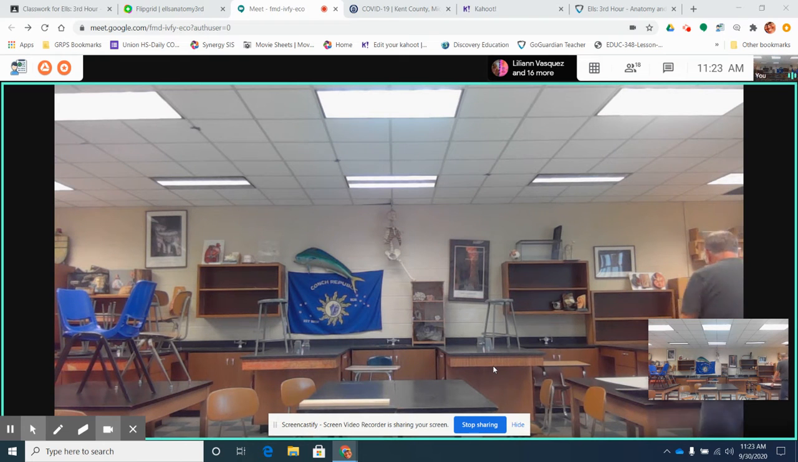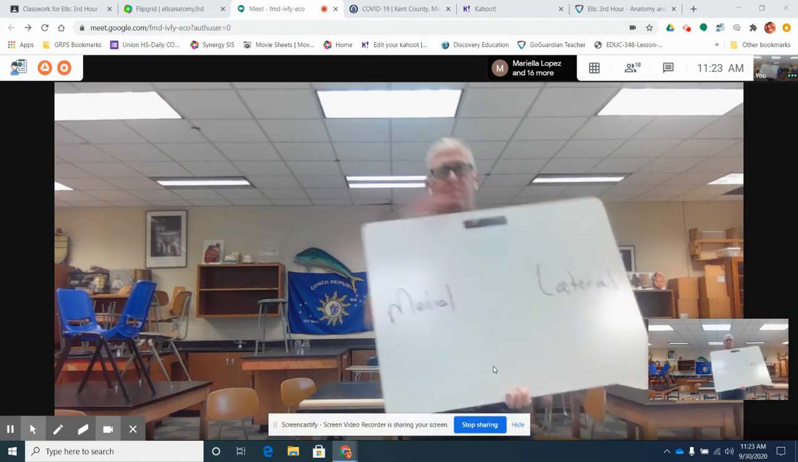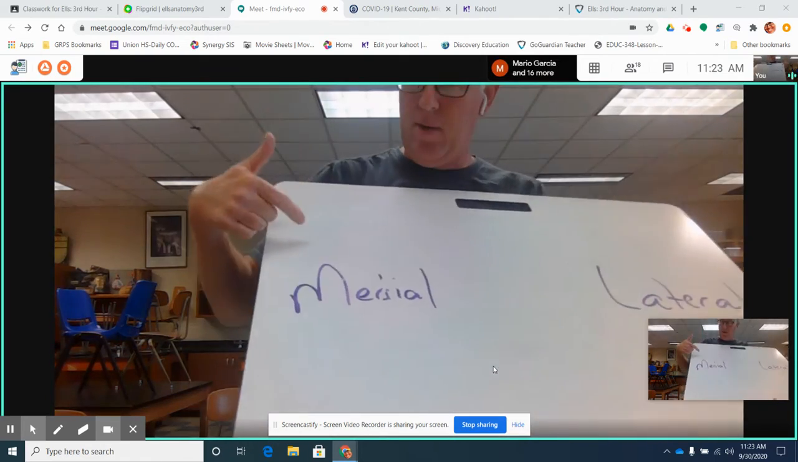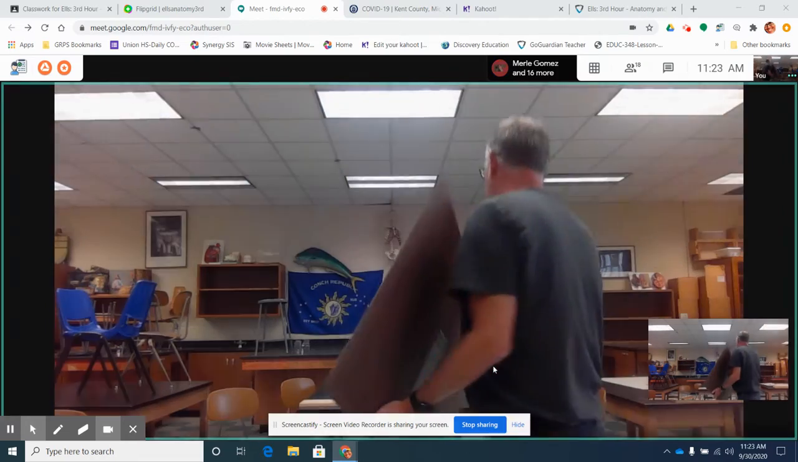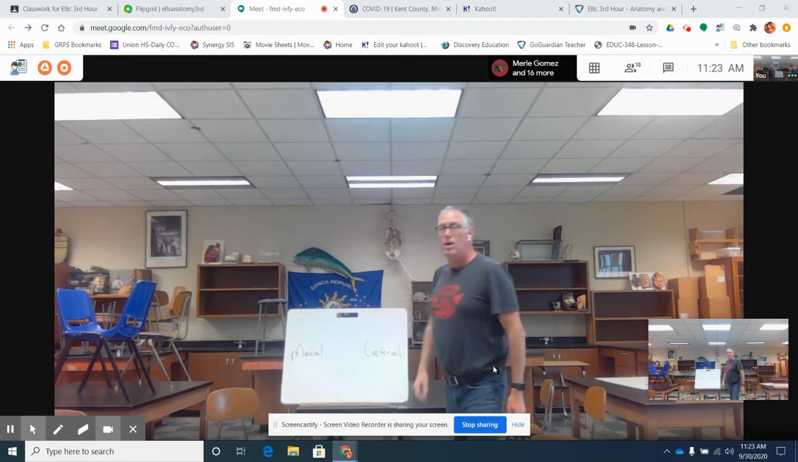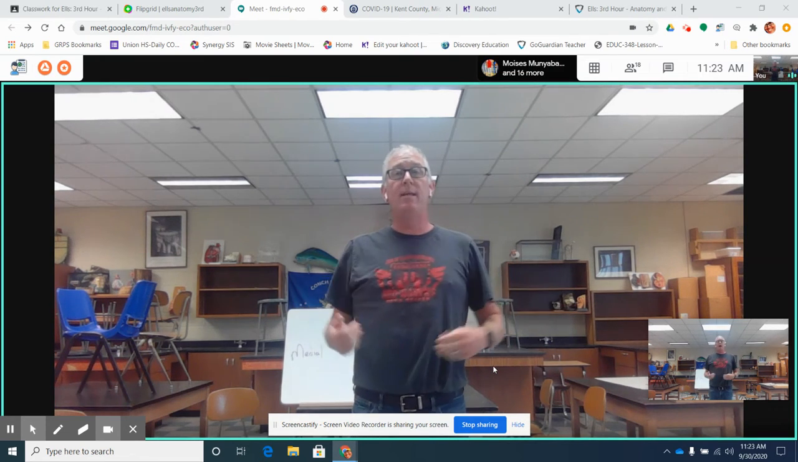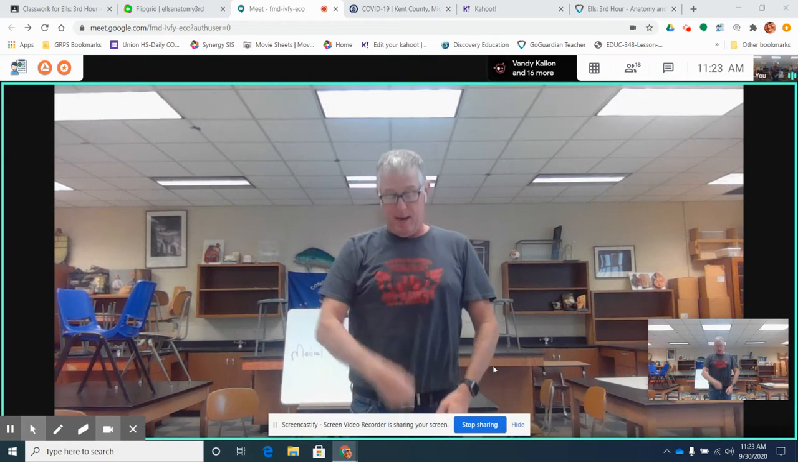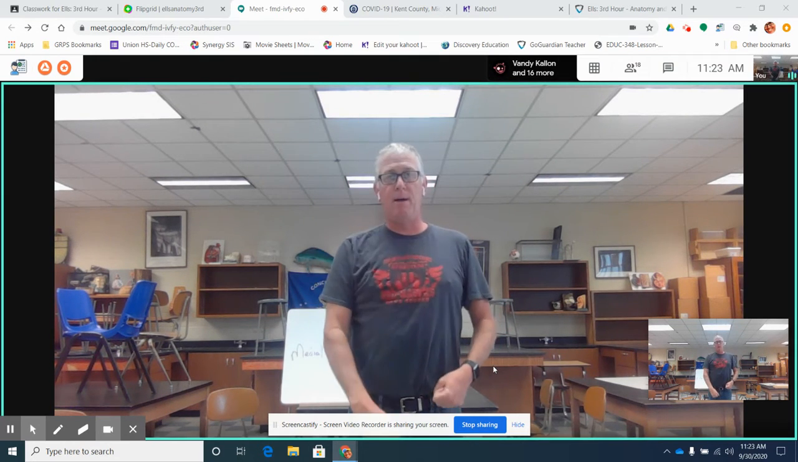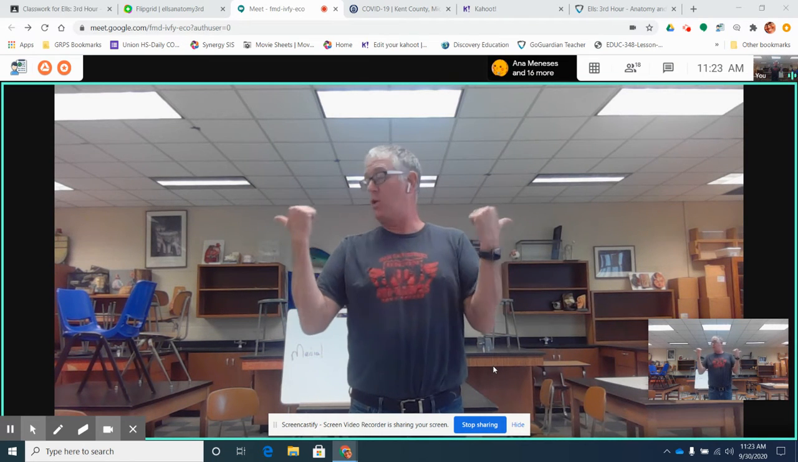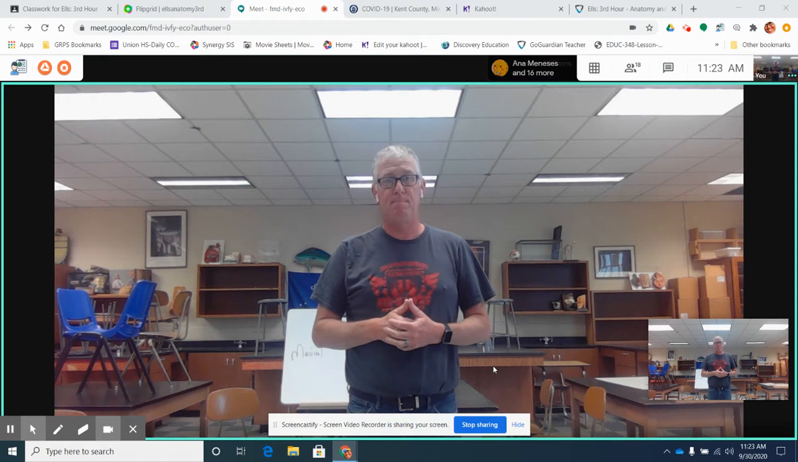Another thing I want to talk about: medial and lateral. Medial means towards the middle. You think of this as a line that goes up and down. There's my middle. Medial is towards that midline. Lateral means going away from that midline.